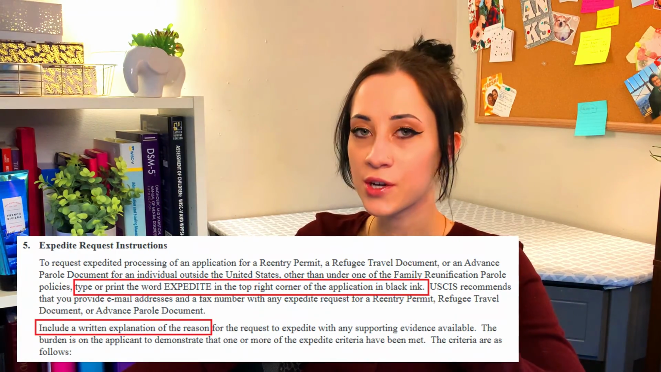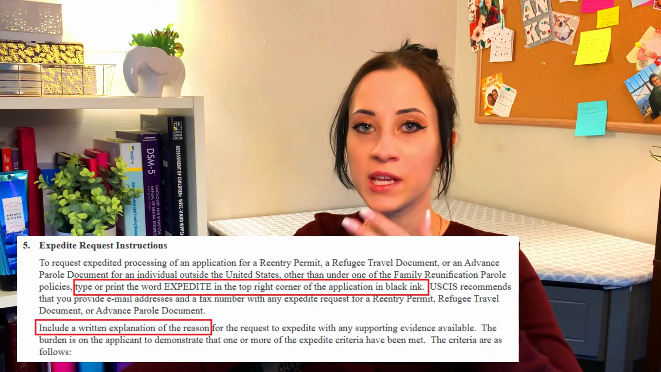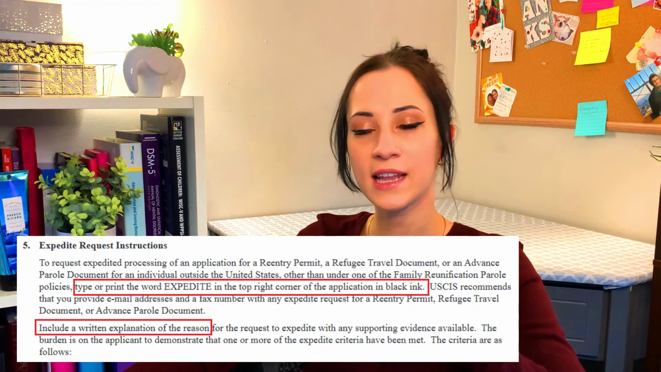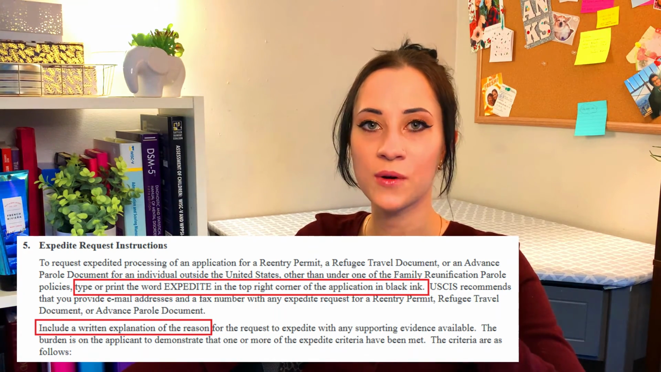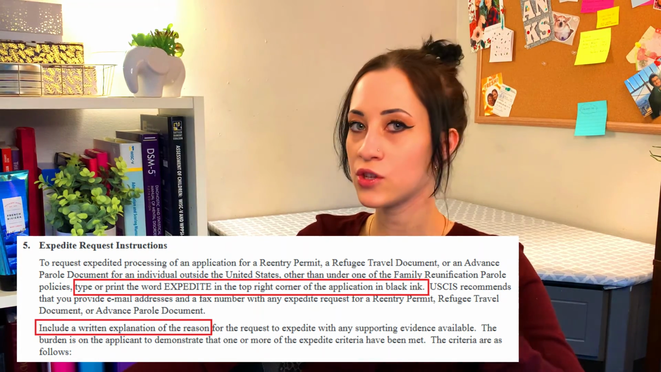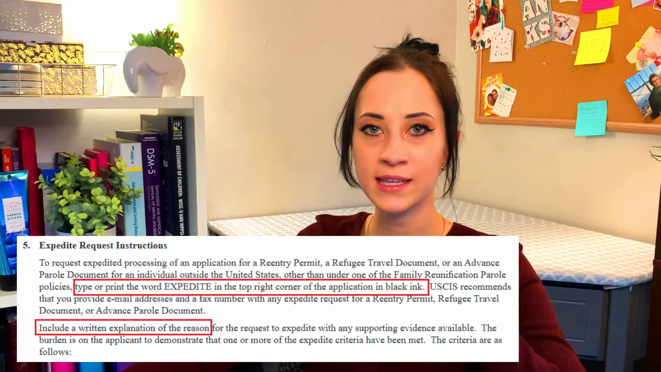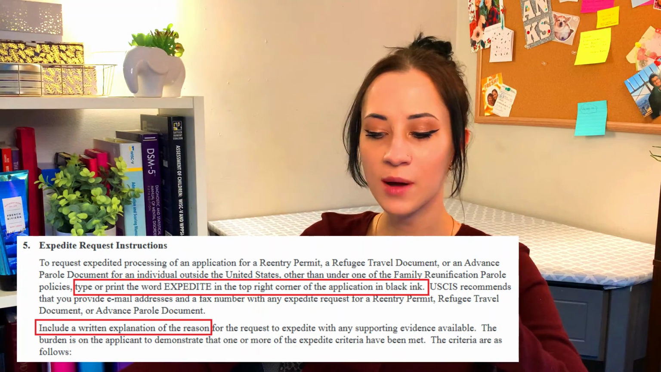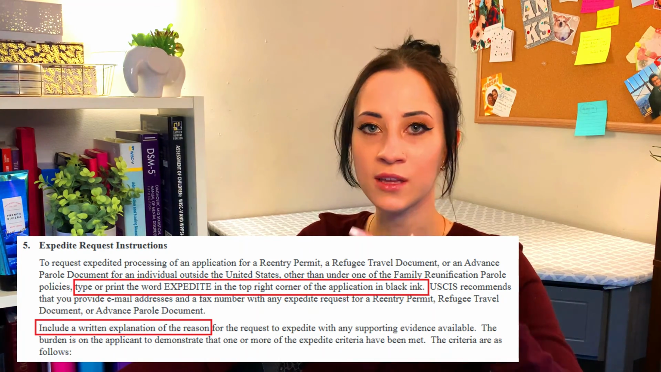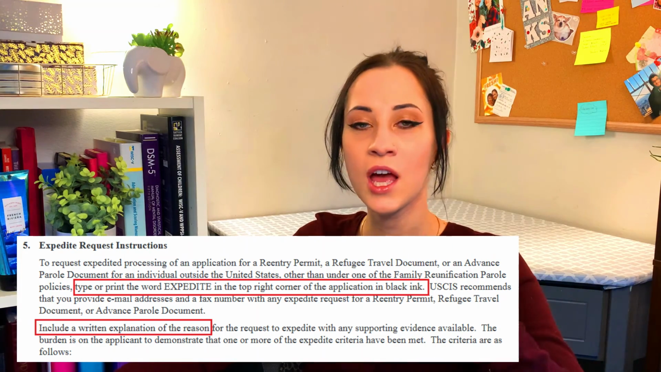I also wanted to let you guys know about expediting or speeding up your advance parole document if there is an emergency situation. In that case, they give specific instructions, so I highly suggest you check out the instructions of the I-131 form. But in short, they do request that you write "expedite" in black ink at the top of your I-131 application, and also include written documentation stating the reason for this emergency. And there's criteria for emergency situations that are listed out in the form instructions.